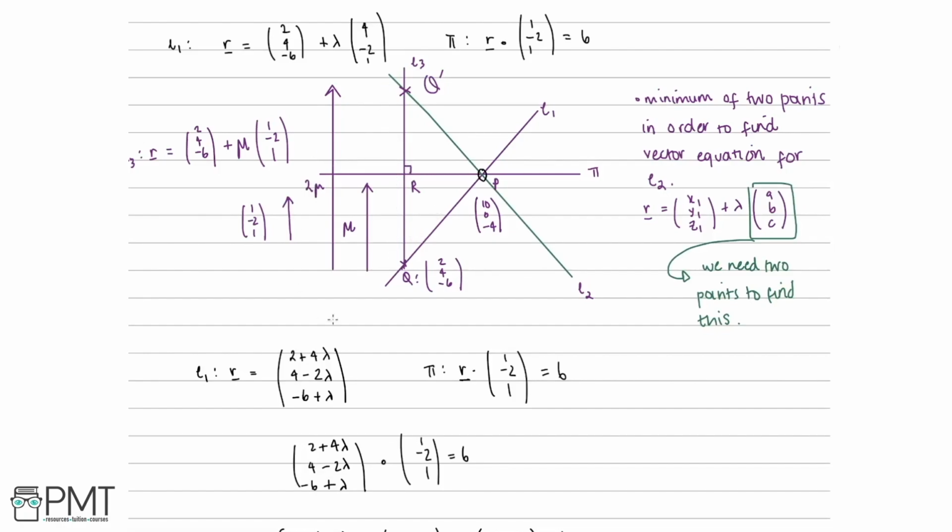Great, so now we can use the same method we used in order to find the point at which L1 crosses plane pi, in order to find the point at which L3 crosses plane pi, in order to find the value of R.